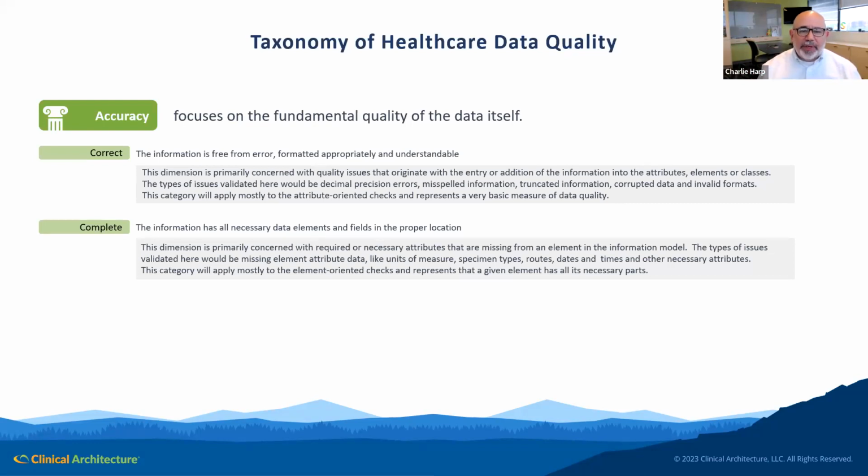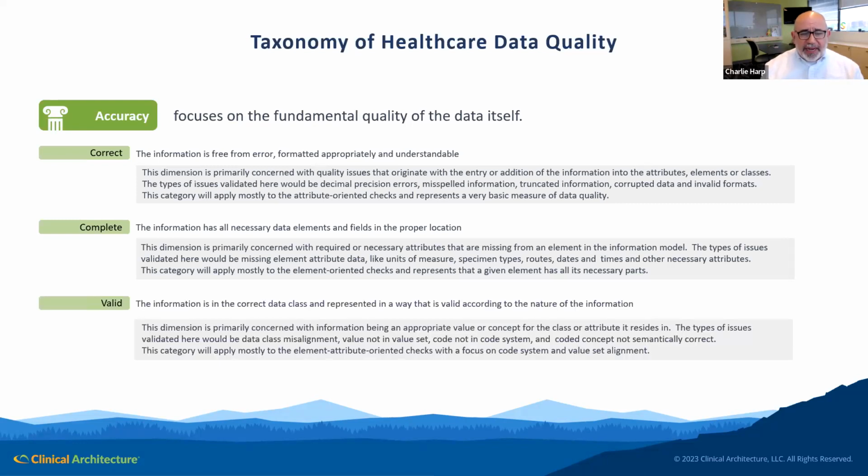The next one is, is it complete? And this is where you're looking at things like, take a medication, for example. If I'm looking at a medication in a patient record, do I have a dose and a unit of measure? Do I have an indication? If those things are required by the evaluation criteria, I need those things to be complete. If they're not complete, that's a quality issue with the data. Something's missing. And the next thing is, is it valid? And valid can have a couple of meanings, and this is where you can get into a further refinement of the taxonomy.